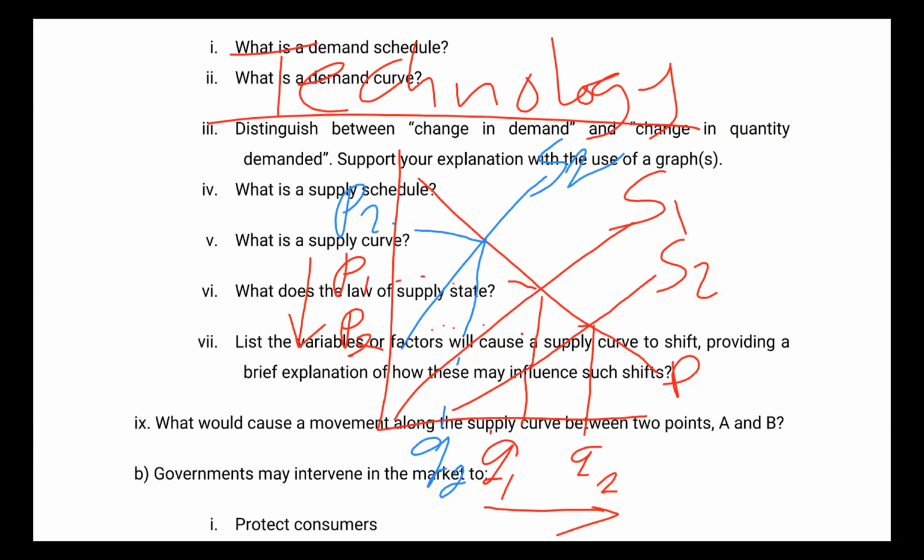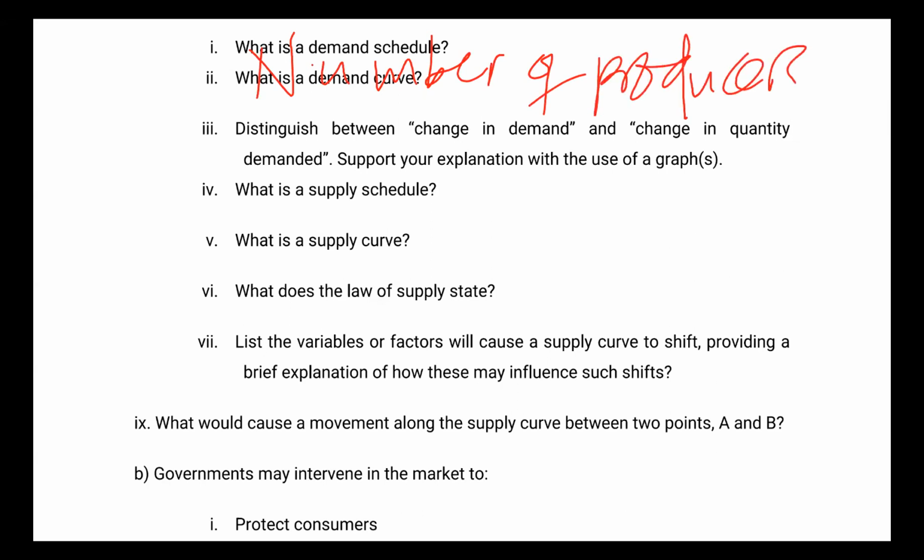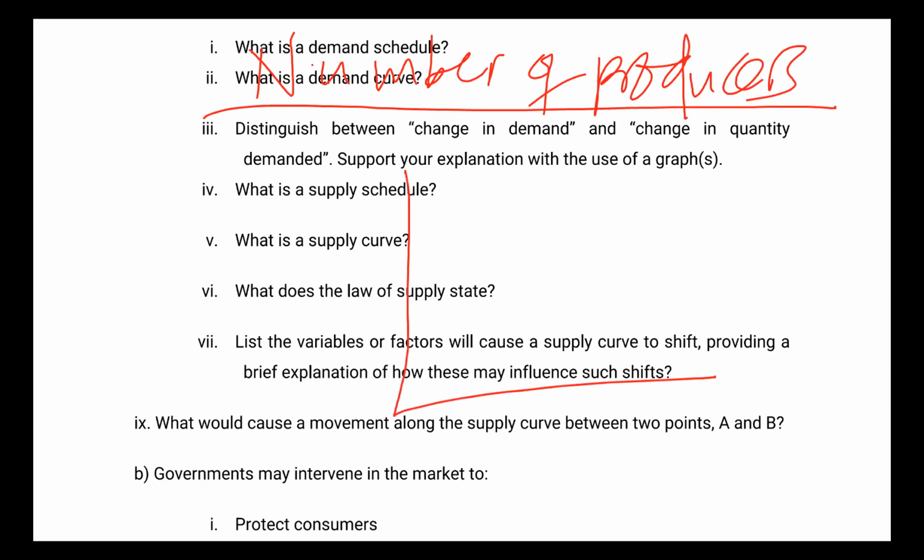Any other factor? I've just talked about 2, 3. Any other? Yes, sir. Competition. Competition. How? Okay, let's say number of producers. We can put it like this, isn't it? Yes. Let's put it like number of producers. So how does it affect supply?